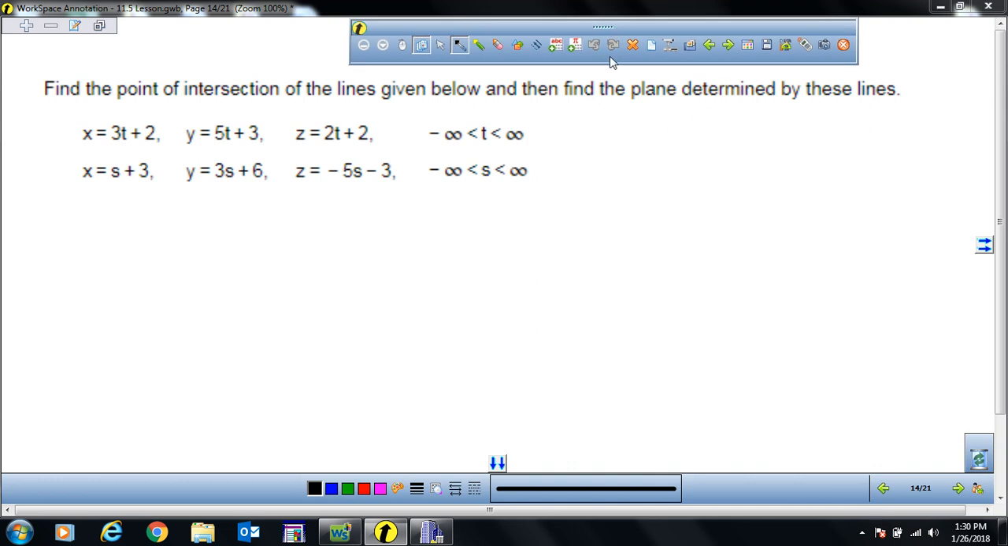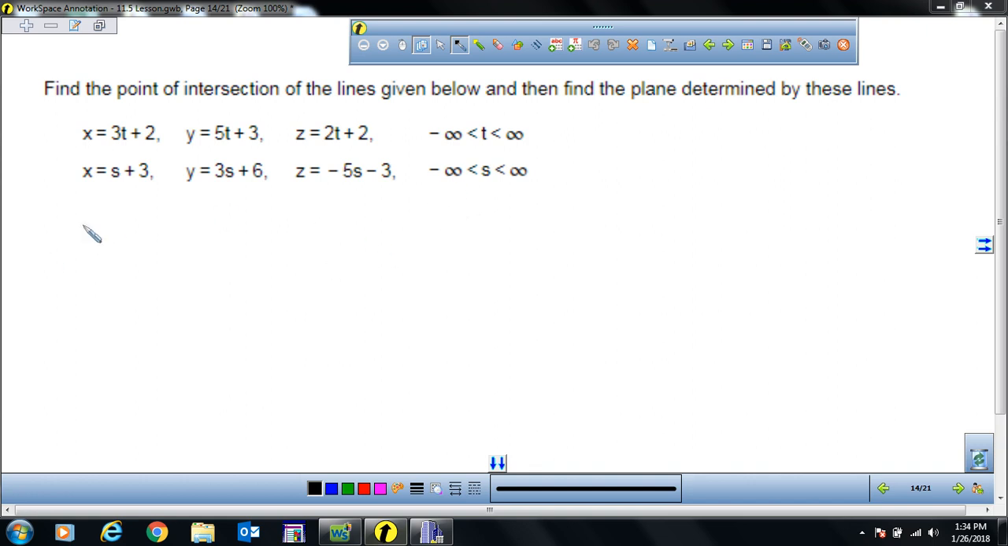We want to find the point of intersection of the lines below, and then we're going to find the plane determined by these lines. Okay. Now, find the point of intersection. First of all, to be able to find the point of intersection of these lines, we need to set up a system of equations. That's basically what we need to do.